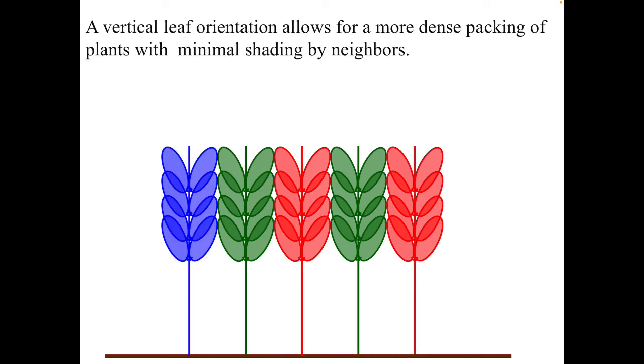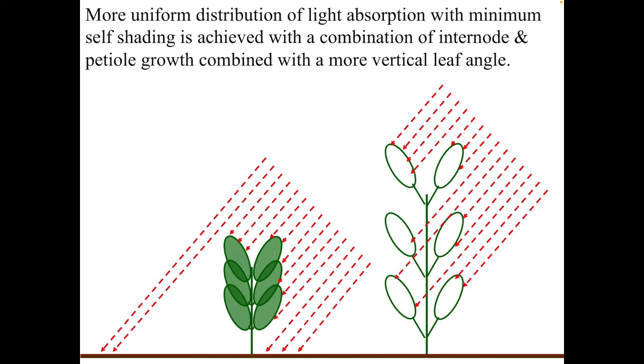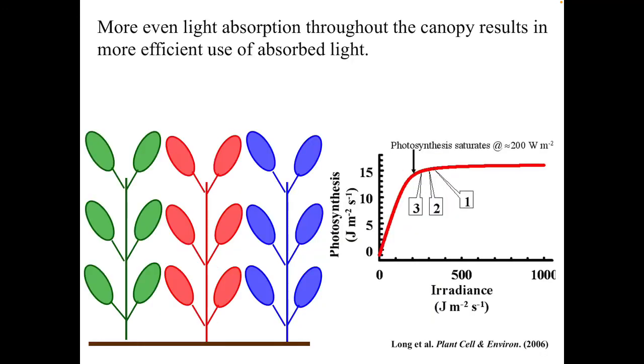But that means maybe we can get another row in the field, or a couple more plants in the garden, or a few more plants in the greenhouse. And that's what we're looking for. So again, this is showing you, stretch out that internode length, you get more light to more leaves, and suddenly you get more productivity. More efficient use of absorbed light means that everybody photosynthesizes at their maximum rate. And that's what particularly those of you who are growing in greenhouses and food production are looking for.